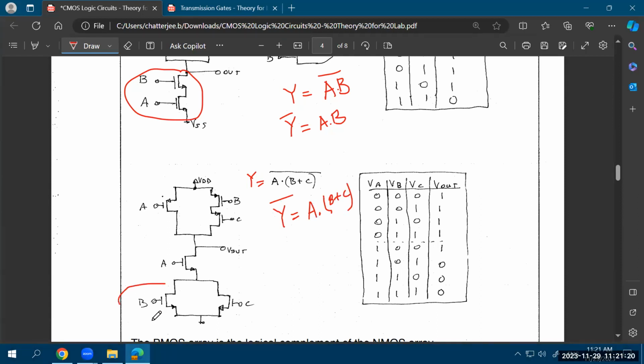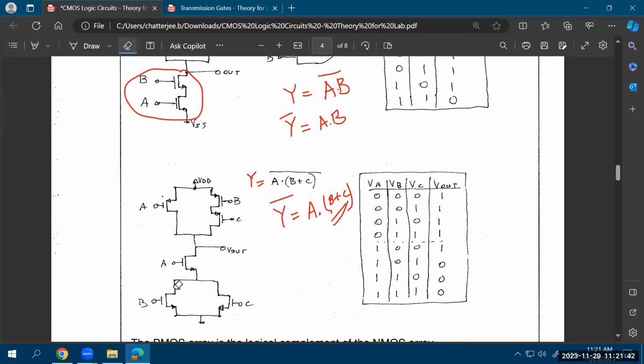So now you see that B or C, which means that these two transistors will be in parallel. That gives you the OR operation. And then ANDed with A, that means A will be in series. This transistor will be in series with the parallel combination of these two transistors. So that's how you design your pull down network. What would be your pull up network? Again, just the dual of it.